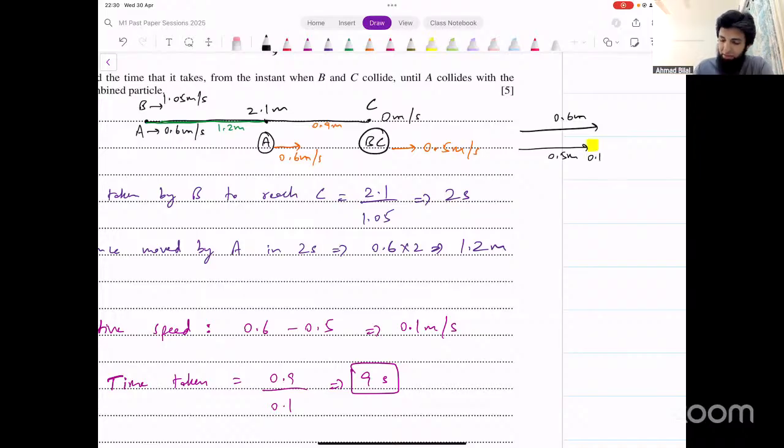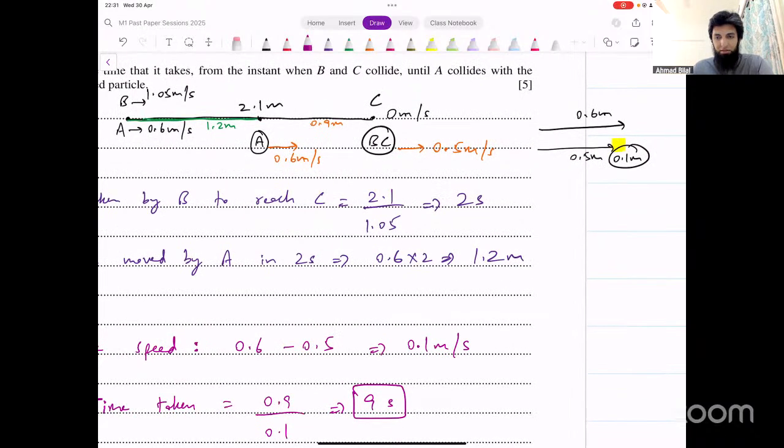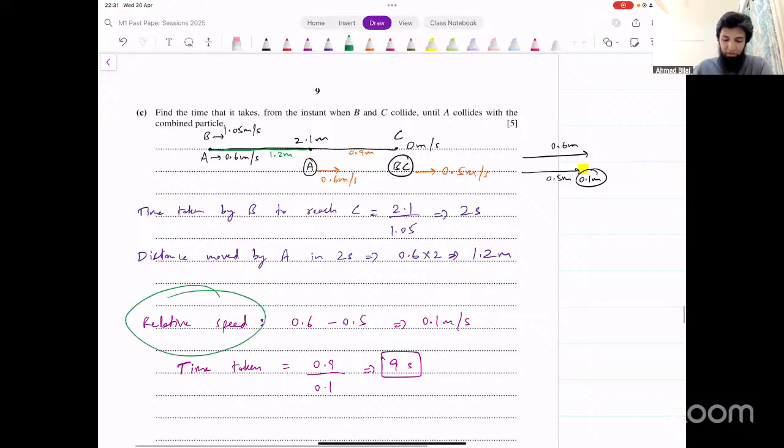So that means A gets closer to B by a distance of 0.1 meter in 1 second. What's the total distance between them? That's 0.9 meter. How much time would it take? 0.9 over 0.1. That's 9 seconds. Both of them are moving. That's why we're saying the relative speed for them is 0.6 minus this 0.5. That's 0.1.